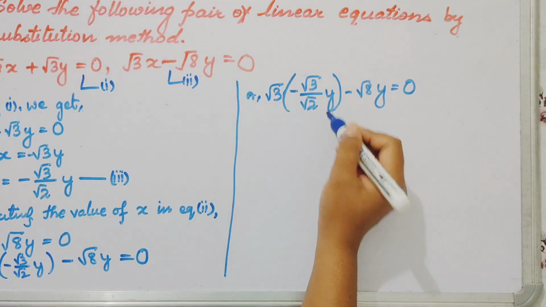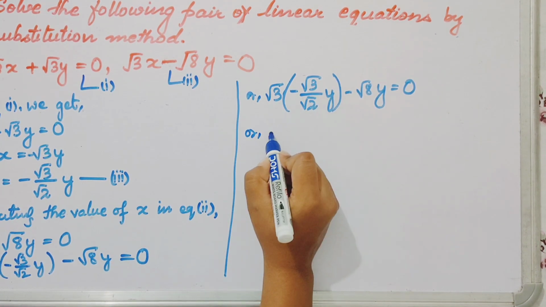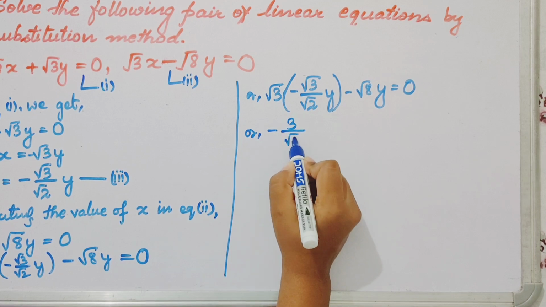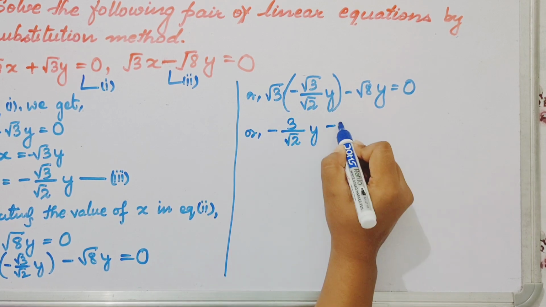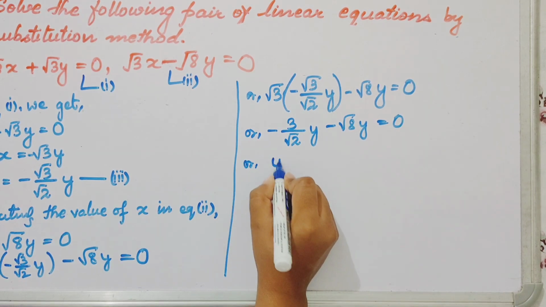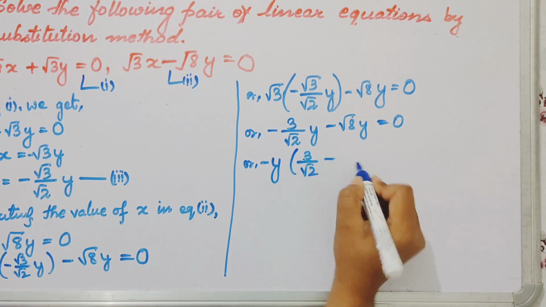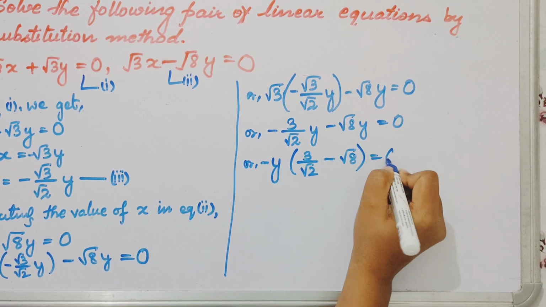I've repeated the same equation over here. Let us solve. Root 3 into root 3 is 3. So this is 3 divided by root 2 into y minus root 8y equals 0. We can take y common, or minus y common. 3 by root 2 minus root 8 equals 0.